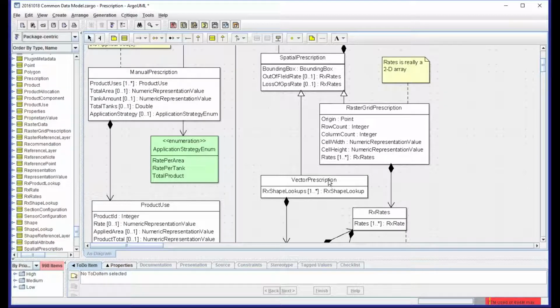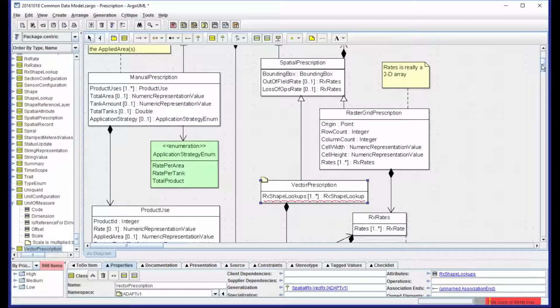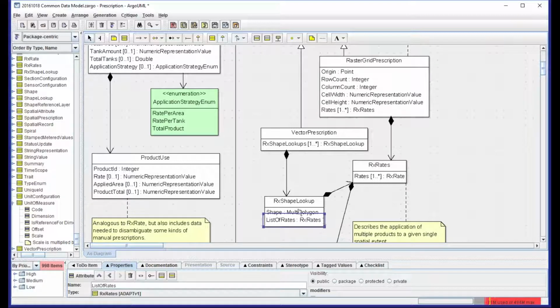So let's talk about a vector prescription. So you have your field, you divided it into a series of management zones, and you know that for each one of those management zones, you're going to have a certain set of products applied at a given rate. So for that, what we do is use this RX-shaped lookup. What that is just a list for this prescription of those different geometries, those different polygons, where we're going to apply essentially an RX rate. So a list of rates and products, right?